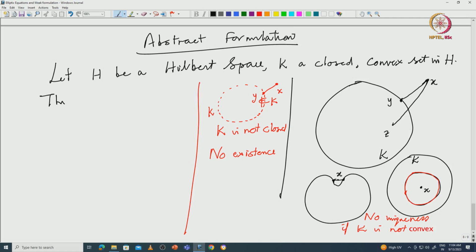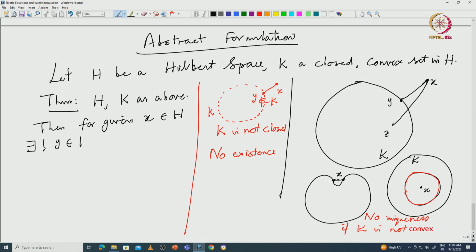Theorem. H, K as above. Then for given X in H, there exists a unique Y in K such that the distance, which is your norm, norm of X minus Y is equal to the minimum of norm of X minus Z for all Z in K.